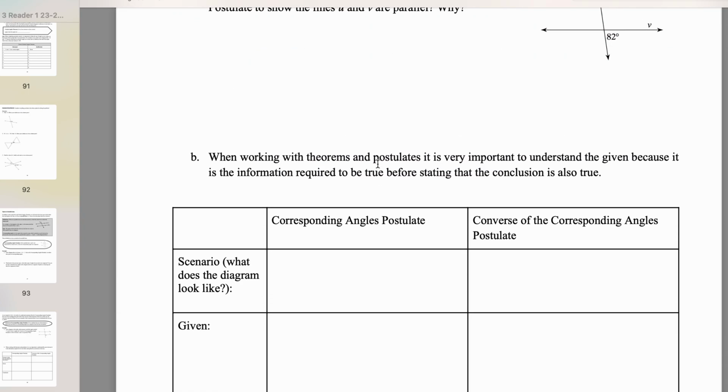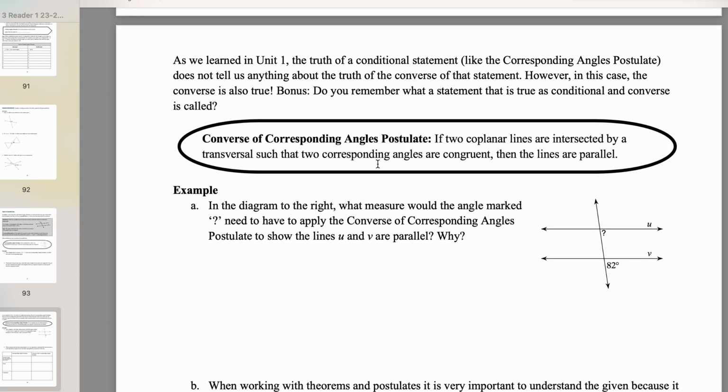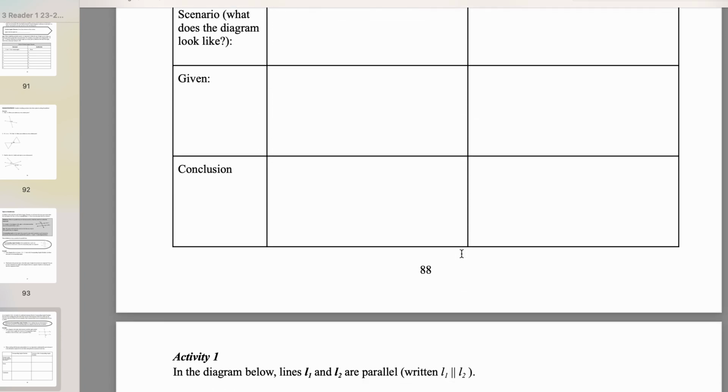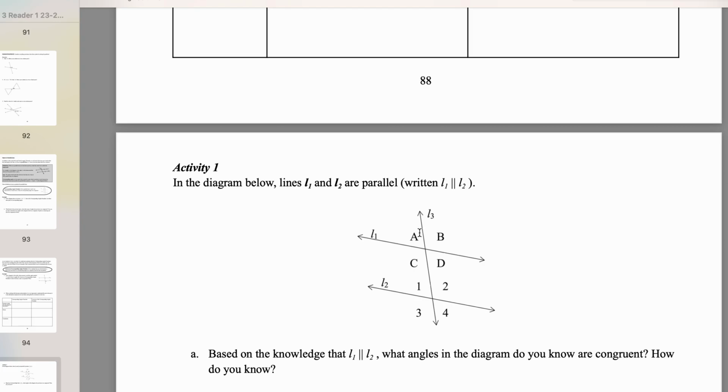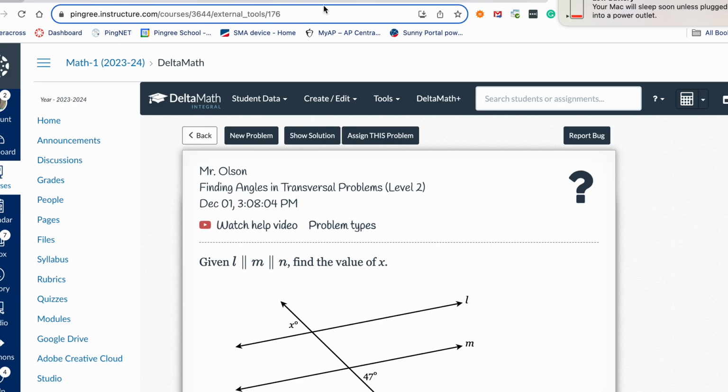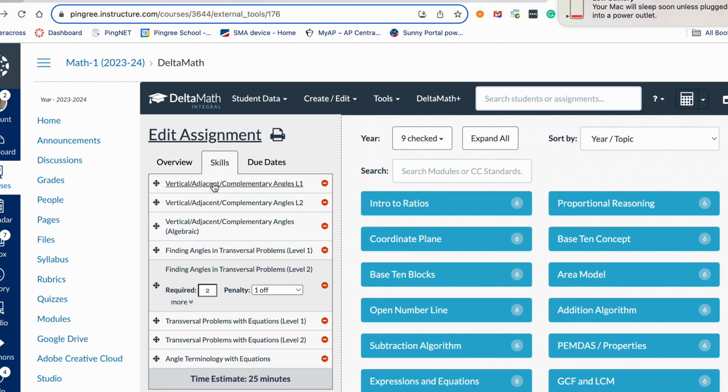We also have what are called corresponding angles. So corresponding angles here are ones that are in the same relative position. So A corresponds to 1, and B corresponds to 2, C 3, and D 4, and so on. Okay, so with that in mind, we are now going to look at the Delta Math, and I'm going to go back and start at the beginning here.